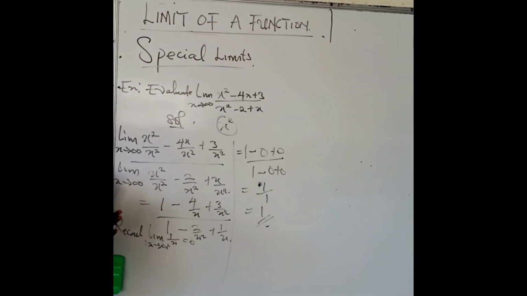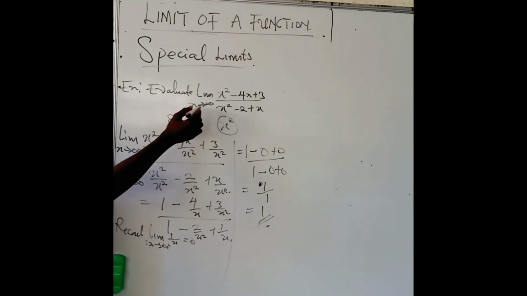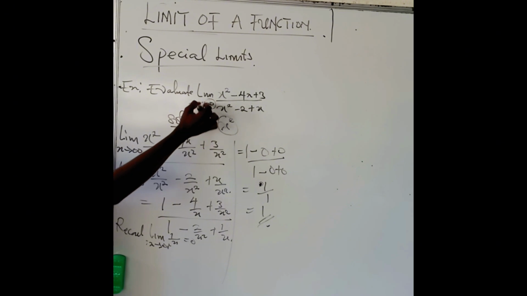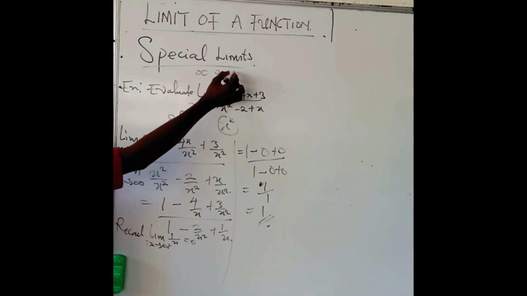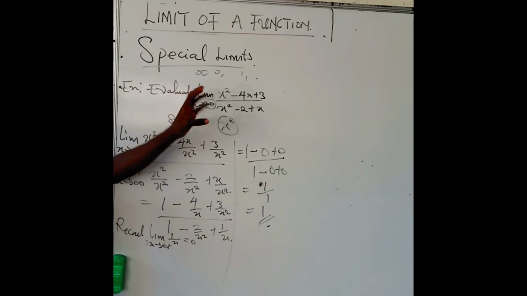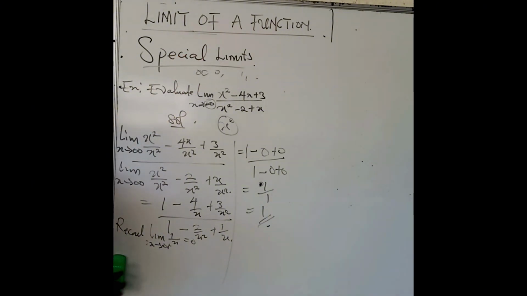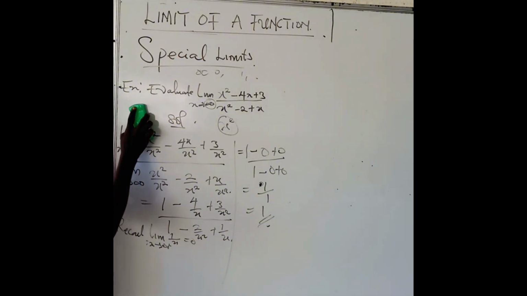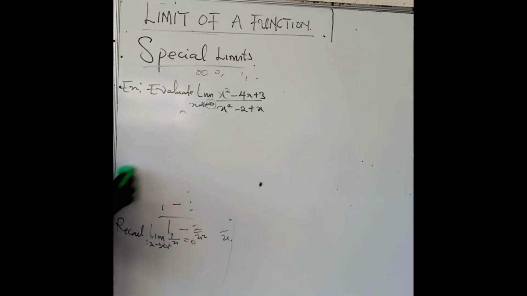You can see that whenever you are given a question on limits, the first thing you look at is the approach, whether it is infinity, 0, or a real number. If it is a real number, you use the direct substitution method, and if it is infinity or 0, that means it is a special limit. So let's do one last example together, and we can call it a day.